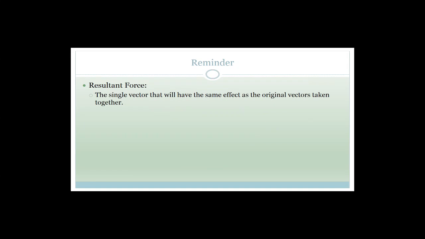So a definition of a resultant vector or resultant force. A resultant is a single vector that has the same effect as the original vectors taken together. Okay, in other words, if we add up all the other vectors together and replace it with a single vector, that is a resultant.